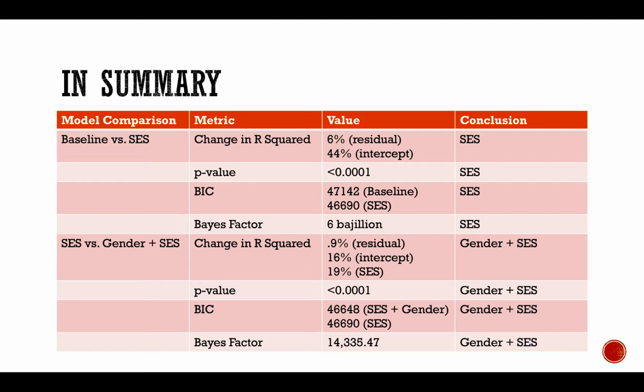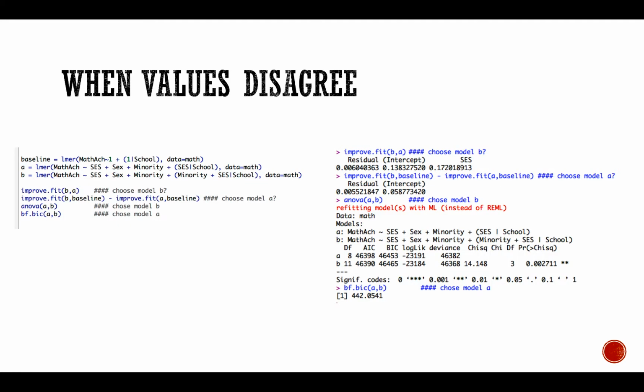Likewise, the p-values told us that the more complex model was to be preferred. And then the Bayes factor said it super preferred the more complex model. So far, they are congruent. Yay. Now, sometimes you might get a situation where the p-values disagree. So if you look at the R code on the left, let's see.